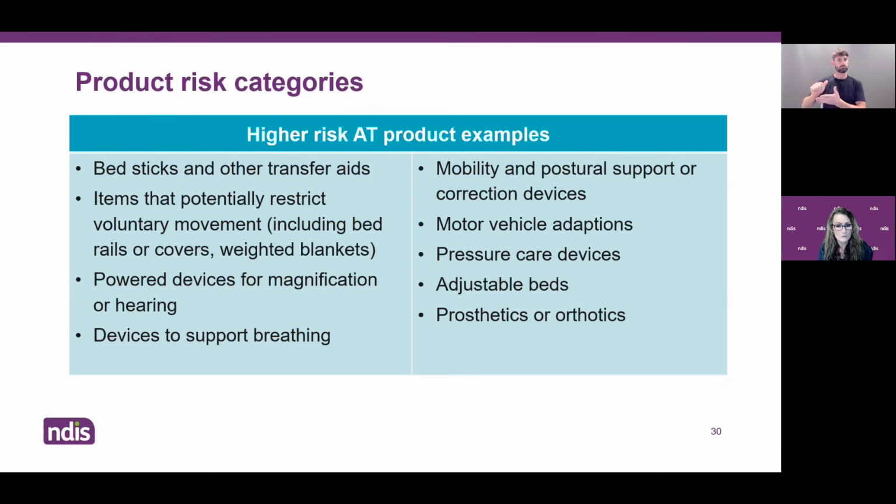So some examples of higher risk products include bed rails, weighted blankets, powered devices for magnification or hearing, motor vehicle adaptations, adjustable beds, prosthetics, and devices to support breathing.